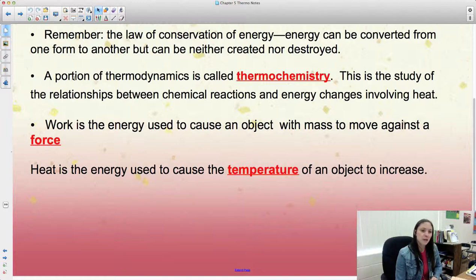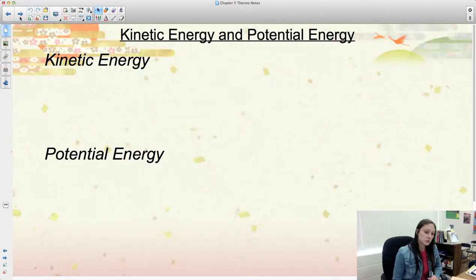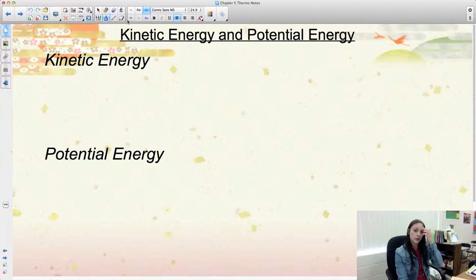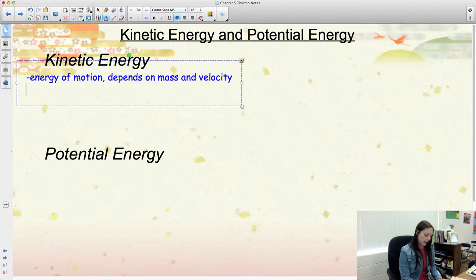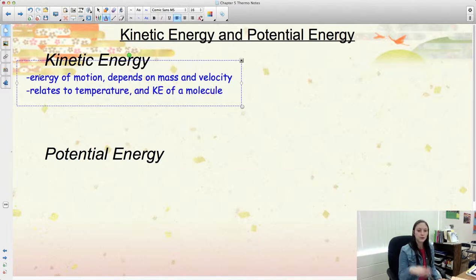Now let's look at some different types of energy. First one is kinetic energy. You should have had something like this with kinetic energy a long time ago. Kinetic energy is the energy of motion, and it depends on mass and velocity. Kinetic energy relates to the temperature and the kinetic energy of a molecule. The more kinetic energy a molecule has, the more temperature it has. The more something moves, the more kinetic energy it has, therefore the higher the temperature.